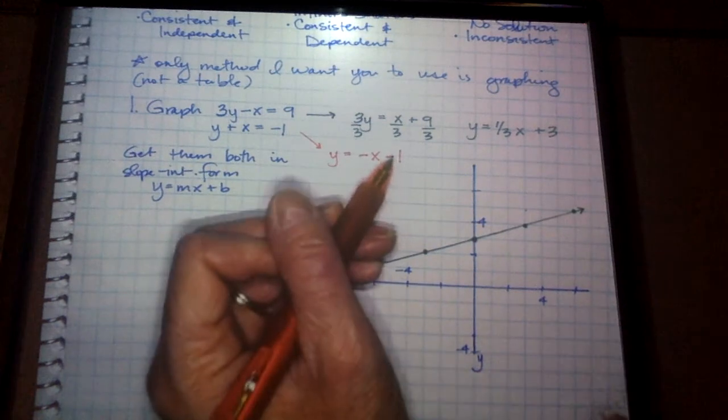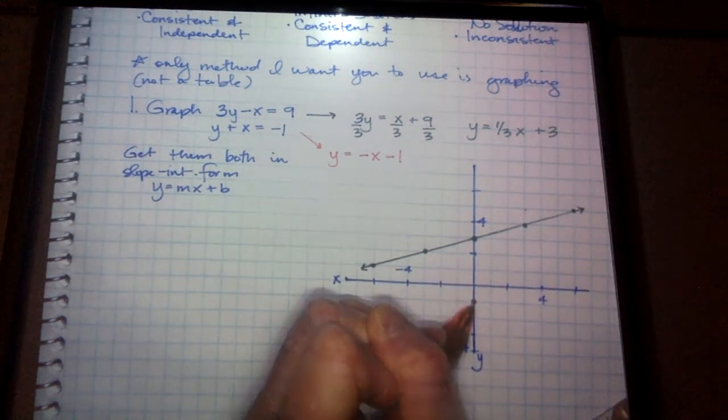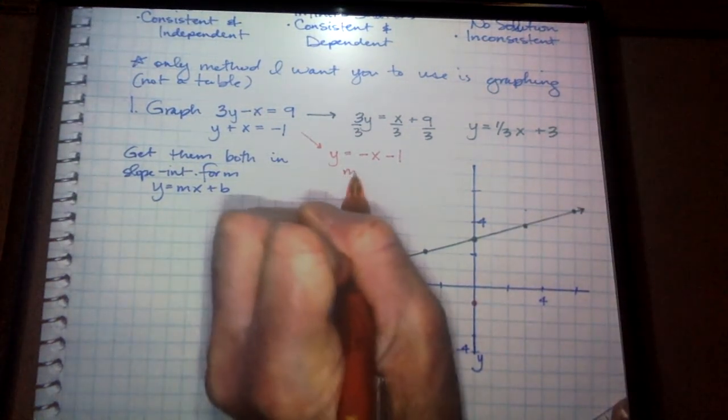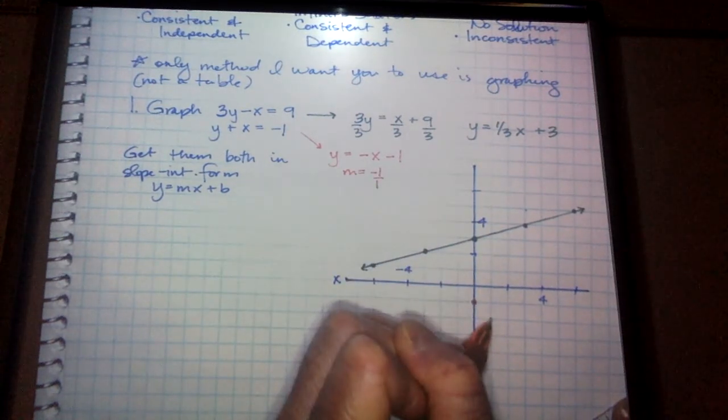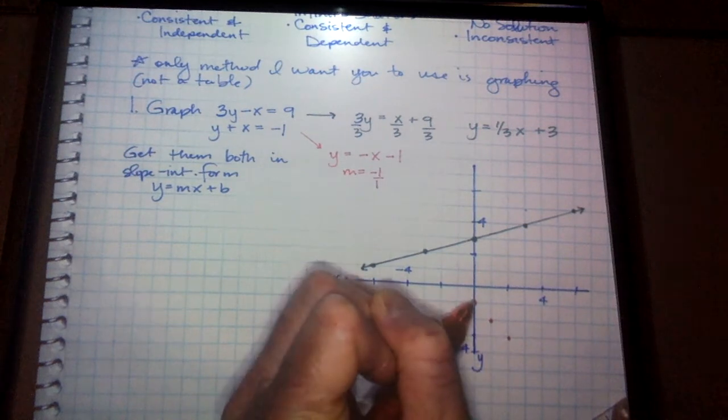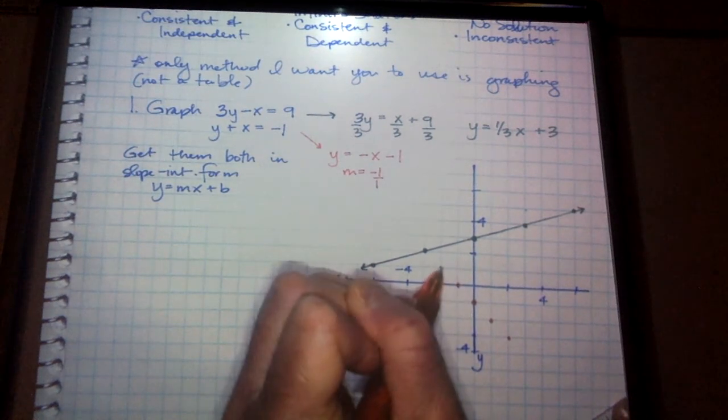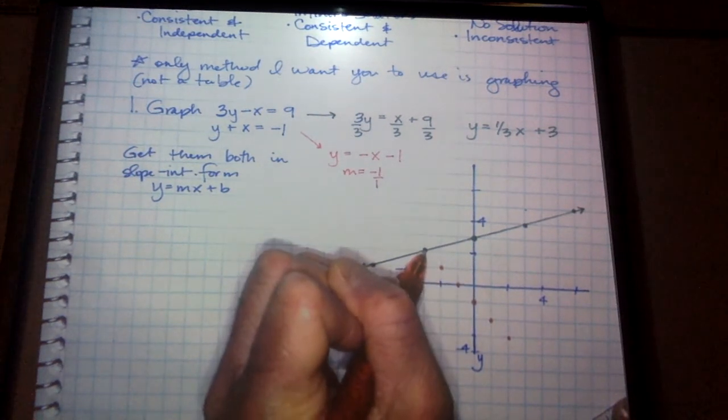Okay, now I'm going to graph the red one. The red one has a y-intercept at negative 1. And I have an invisible slope, right, of negative 1 over 1. So that means I'm going to go down 1 and to the right, down 1 and to the right. I'm going to go in the opposite direction because I bet that they intersect right there.